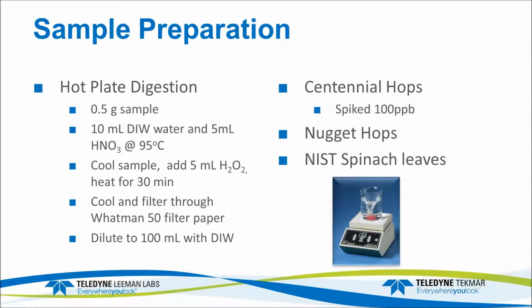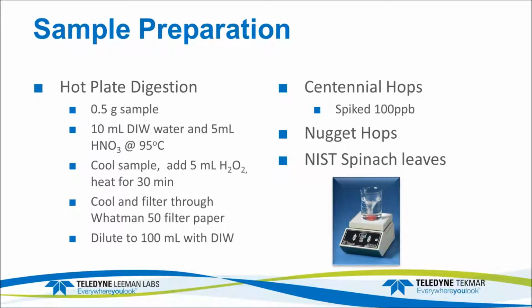So we get to the analysis. Sample preparation, we chose simple hot plate digestion. We could have done this via microwave, but it was actually quite quick. So we took ½ gram of sample, some DI water, some nitric acid, heated it up at 95 degrees for about half hour or so, cooled it, added some peroxide, heated it again for another half an hour, then cooled it, filtered it, and then diluted everything to 100 mils with deionized water.